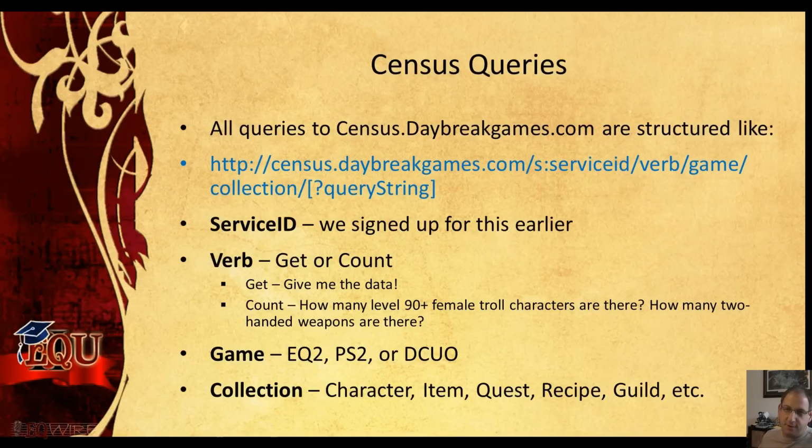And then your verb, in this case, is almost all the time we're going to be doing a get. Sometimes we'll do a count. A count tells you how many results there are. So you could say, well, how many level 90 female troll characters are there? Or how many two-handed weapons are there? The game, of course, is EQ2, PS2, or DCUO. And the collection is character, item, quest, recipe, guild, etc.